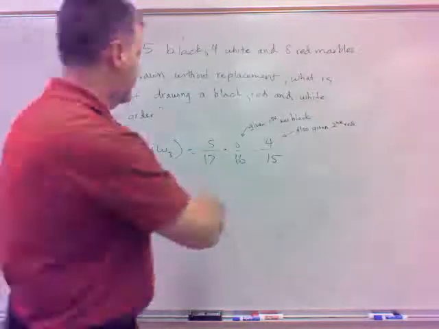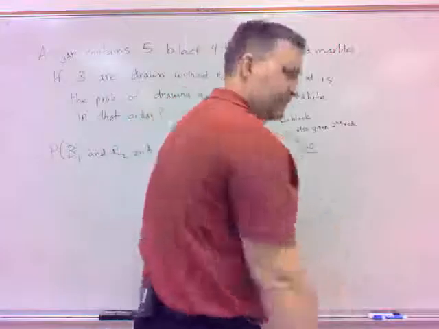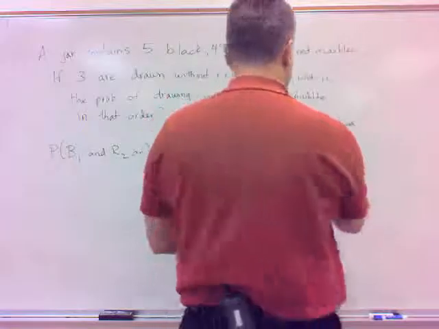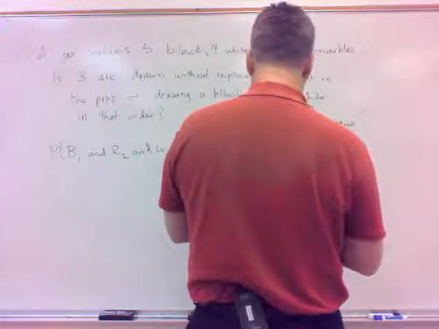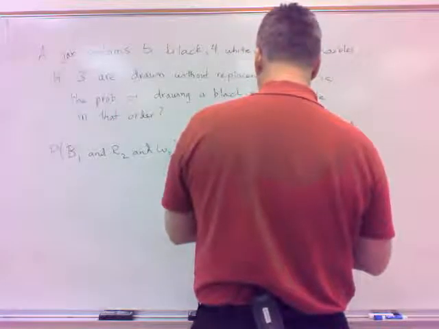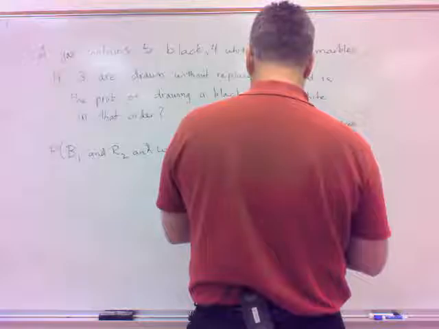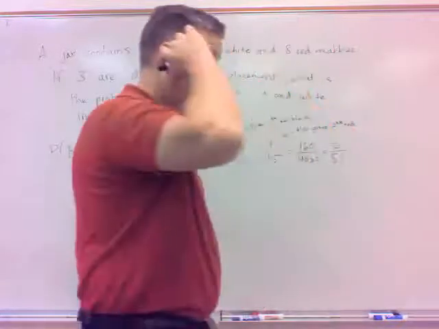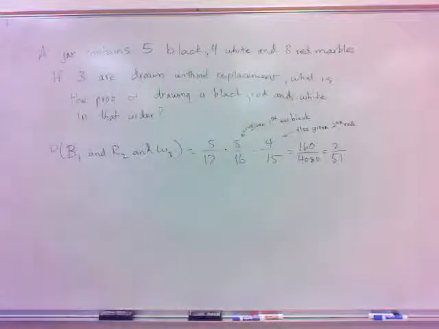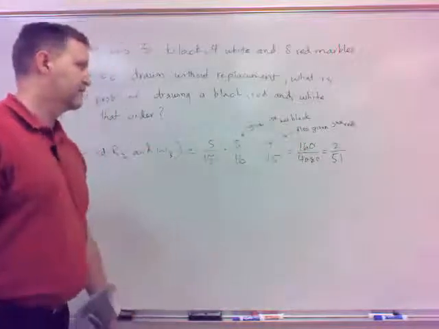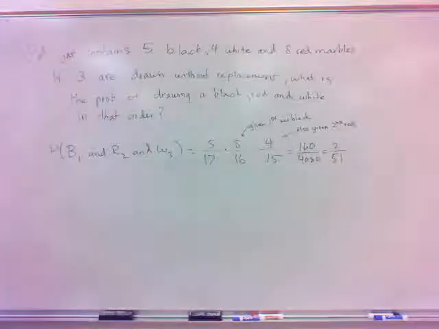Multiply those together. It'd be 160 out of something. 4,080. But that's going to reduce to what? 2 out of 51? Yeah, there's lots of nice cancellation there. Reduces by 8, I see. Reduces by 5. By 2.